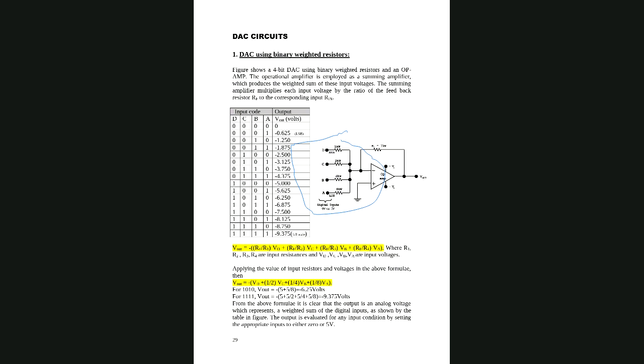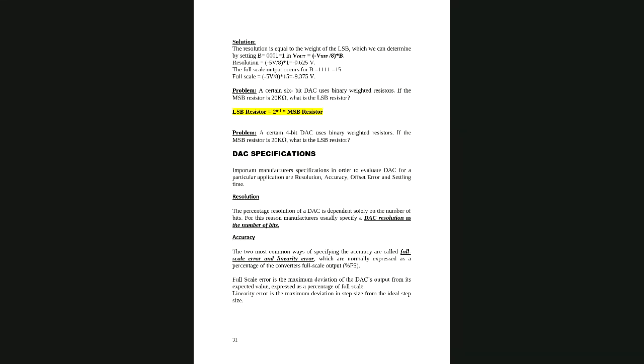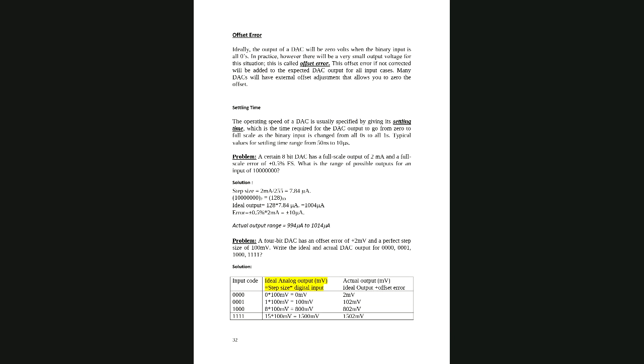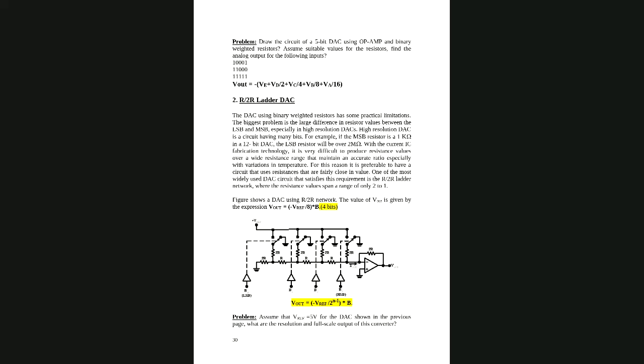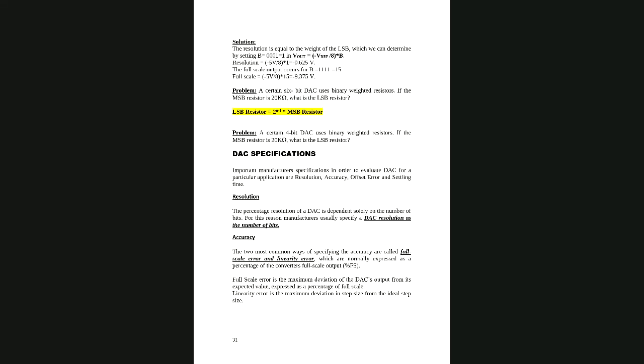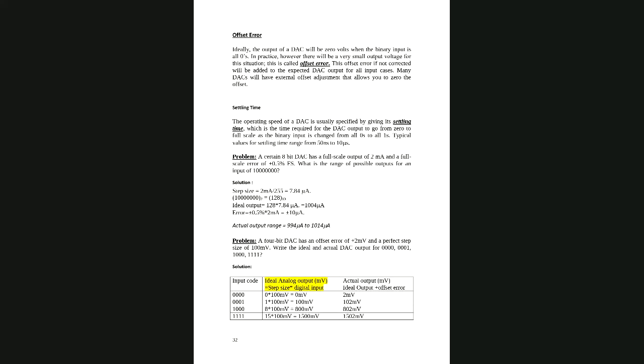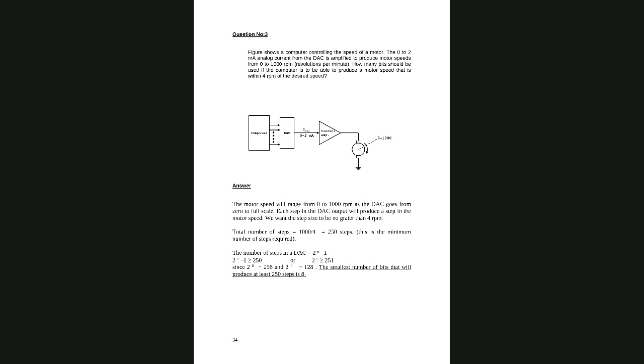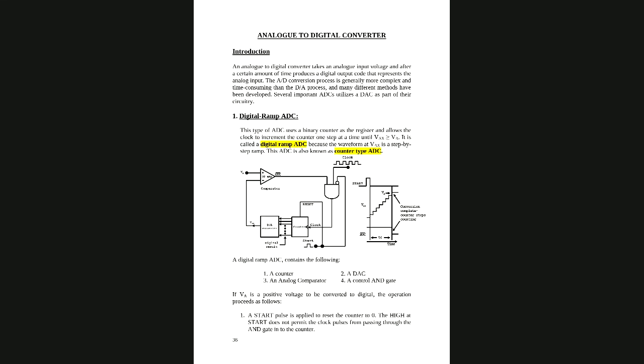Therefore it is 2 to the power n minus 1. So 2 to the power 4 minus 1, which is 2 to the power 3, is 8. This is the reason we have this formula, 2 to the power n minus 1. Clear, everyone? We discussed all these things, and you will study them yourself.